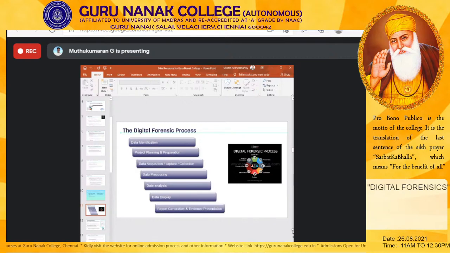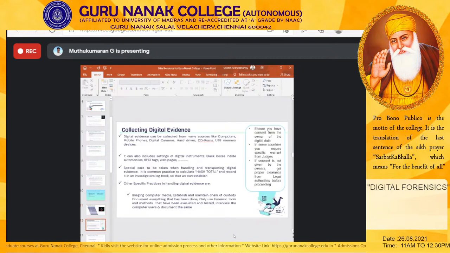Then the next part is planning, and he has to prepare the methods, how he is going to collect the evidence, and what processes he is going to follow. Then you go into the crime scene, acquire data, process, and analyze, all of which I will cover in the next couple of slides. Then the final outcome of a digital investigation is to create a report and present this evidence in court.